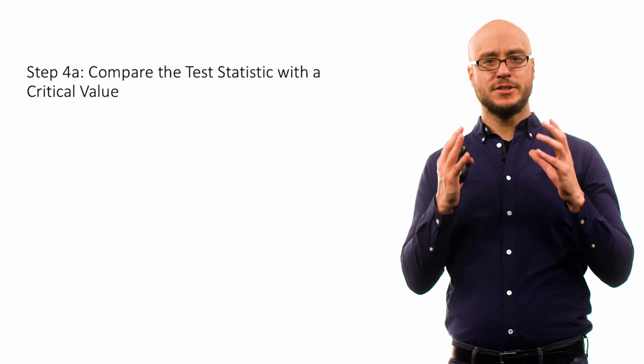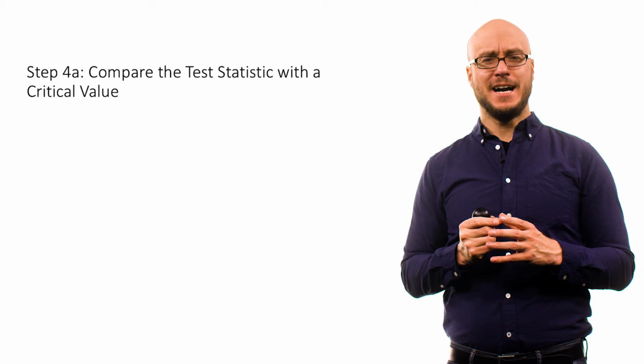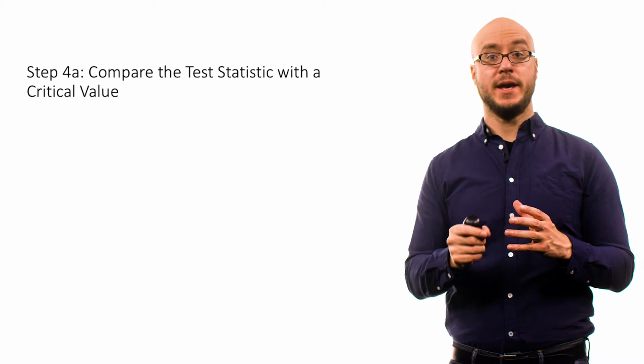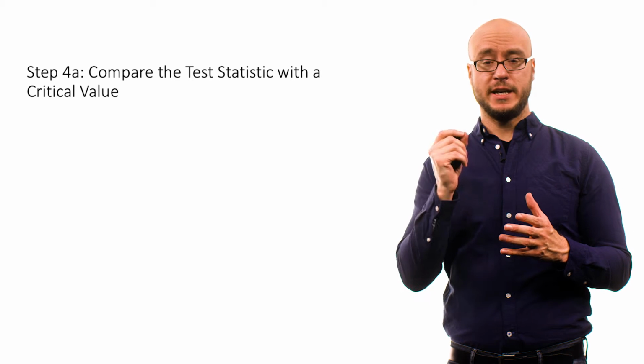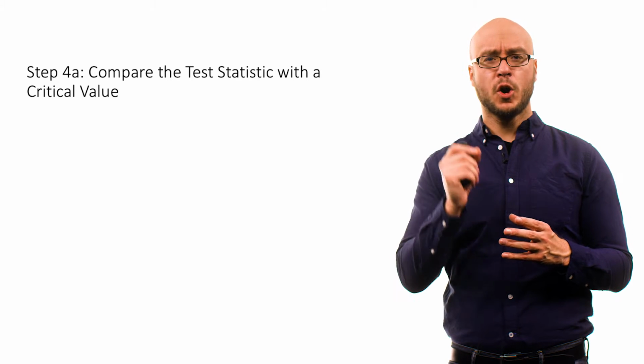All right, now let's go to step 4a. Once we've calculated the chi-squared test statistic, we want to use that test statistic to make a decision. So we can either calculate a probability or p-value based on that chi-squared test statistic, or we can compare that test statistic with a critical value.